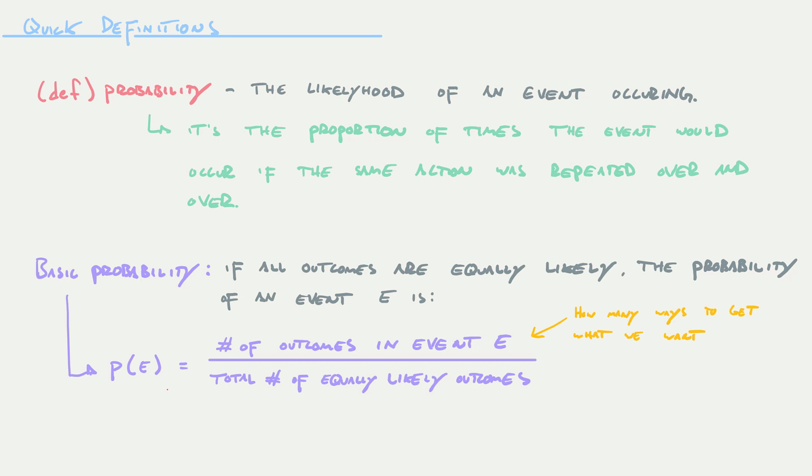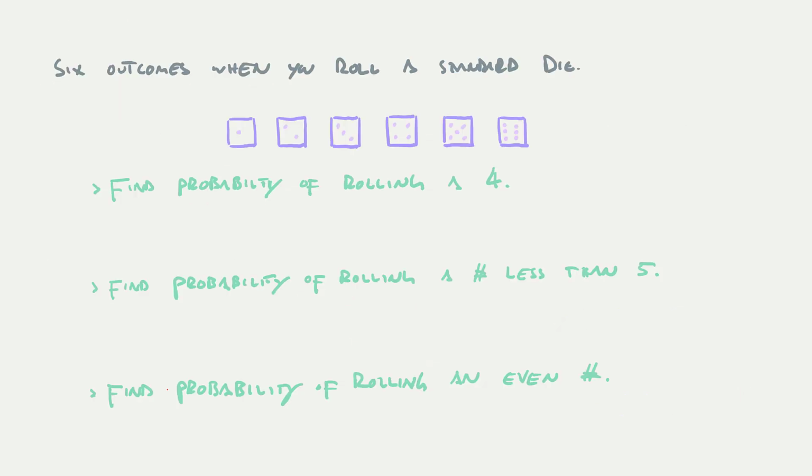Your numerator is how many ways can we get what we want? And you divide that by how many things are possible, which is actually just the size of the sample space, right? So when you're rolling 2 dice, the size of the sample space would be 36. When you're rolling 1 die, the size of the sample space is 6 because there's only 6 possibilities that could happen when you roll a die.